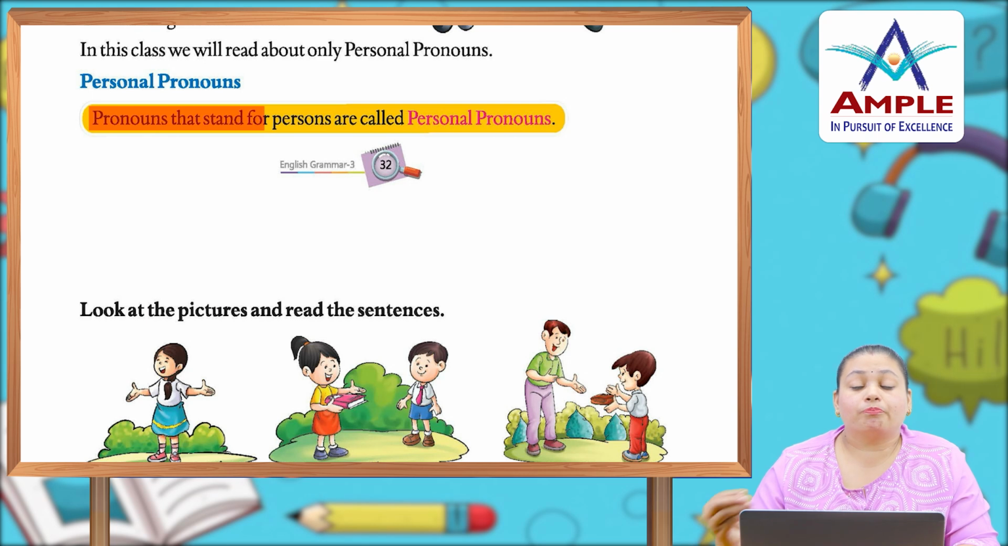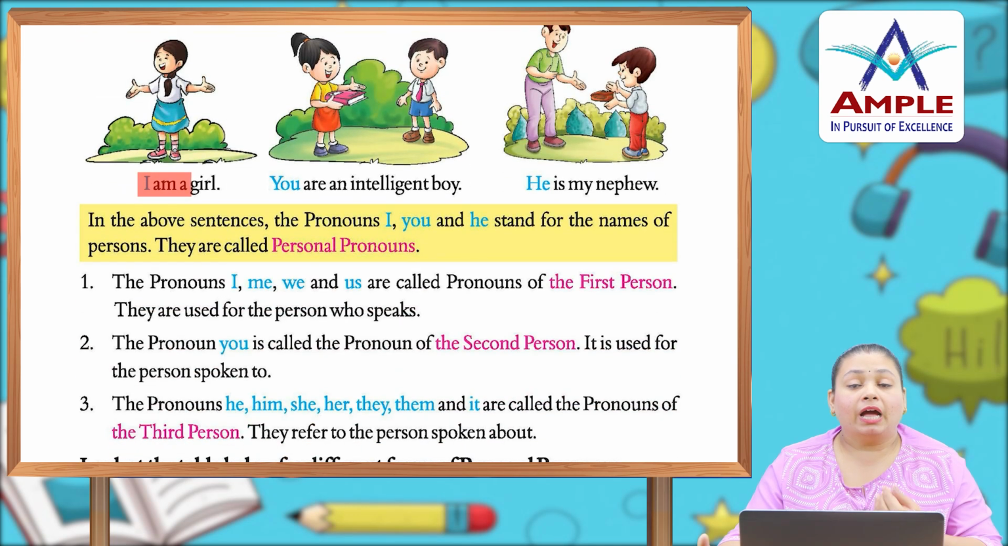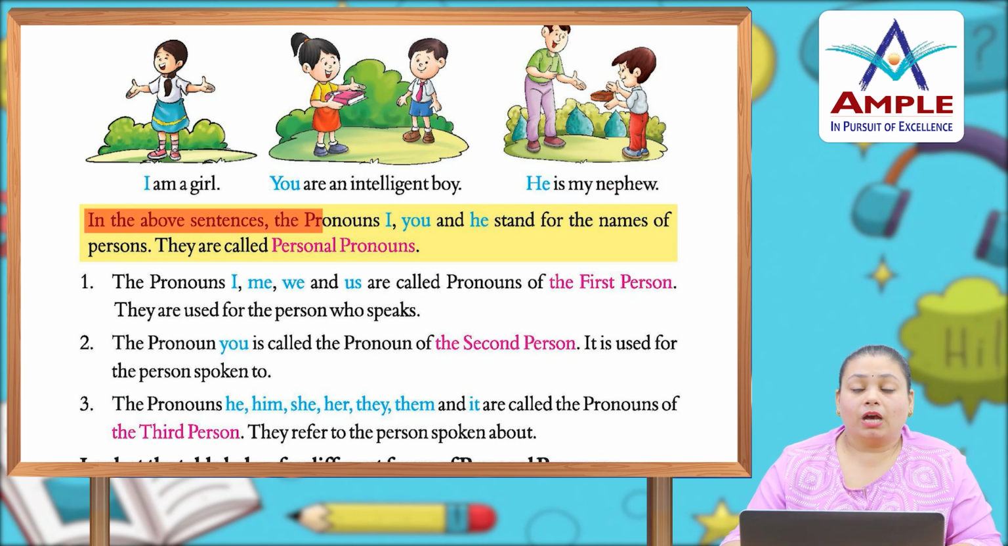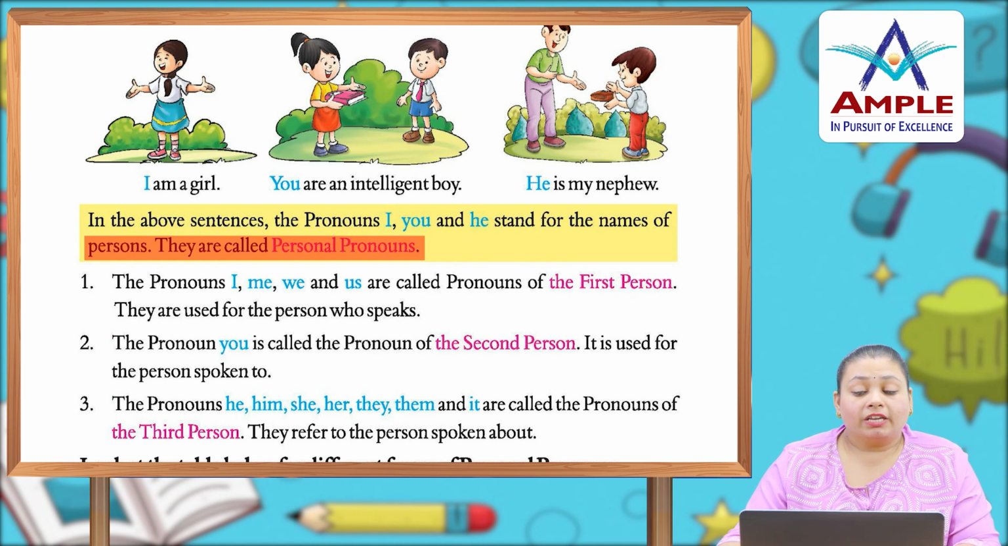Pronouns that stand for persons are called personal pronouns. Look at the picture and read the sentence. I am a girl. You are an intelligent boy, and he is my nephew. In the above sentences, the pronouns I, you, and he stand for the names of persons. They are called personal pronouns. Okay, I, you, and he stand for the names of persons, so that is why they are called personal pronouns.